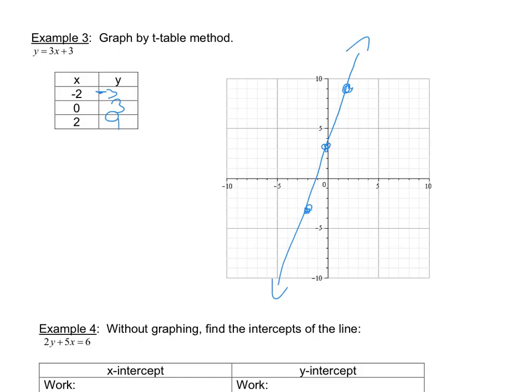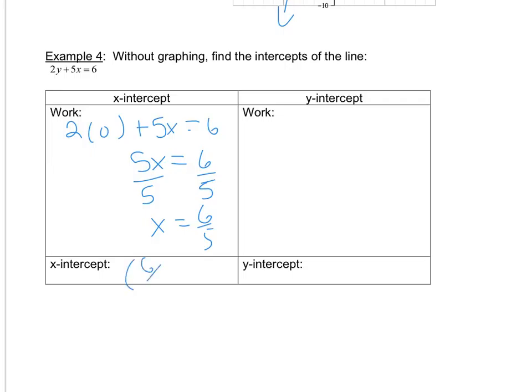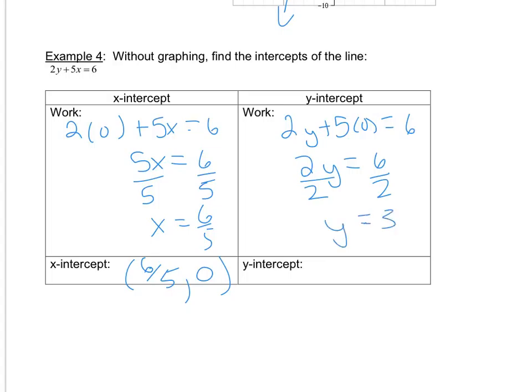Now, next thing we're going to be talking about, it says without graphing, find the x-intercepts. Okay, x-intercept means plug 0 in for y, solve for x. So 2 times 0 plus 5x equals 6. So you have 5x equals 6, divide by 5, x equals 6/5. So the x-intercept is 6/5, comma 0. Notice, no decimals. We don't do decimals, guys. The y-intercept is plug 0 in for x, solve for y. So the value is y equals 3, and it's the point 0, comma 3.